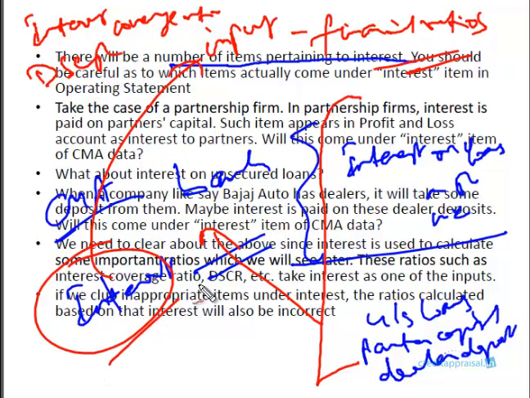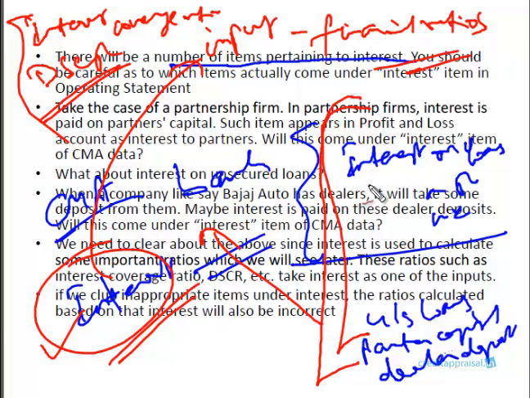If you don't classify this correctly, you will get the ratios incorrectly. Because these are very important ratios, you should take every care to ensure that the interest entering the CMA data is the correct interest. Even though you find a number of items, you should know which items should go into interest. Not every interest gets into the interest in the CMA data. So let us see what are the items that we have to classify under interest.